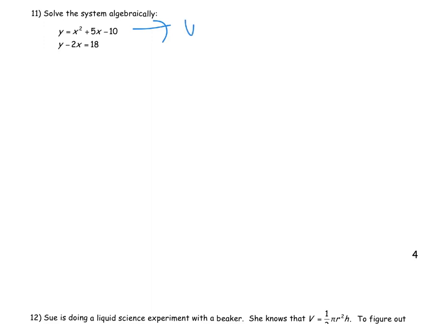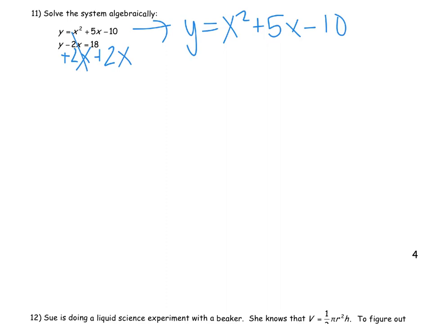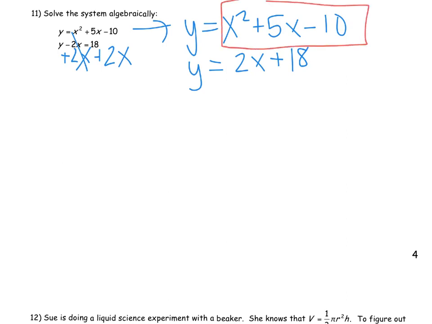I have my regular y equals x squared plus 5x minus 10. And think about what we've done in class. We got y by itself. So I'm going to add both of these by 2x. I'll have y equals 2x plus 18. Since both of these things equal y, I'm going to substitute this in for y. So I will now have x squared plus 5x minus 10 equals 2x plus 18.